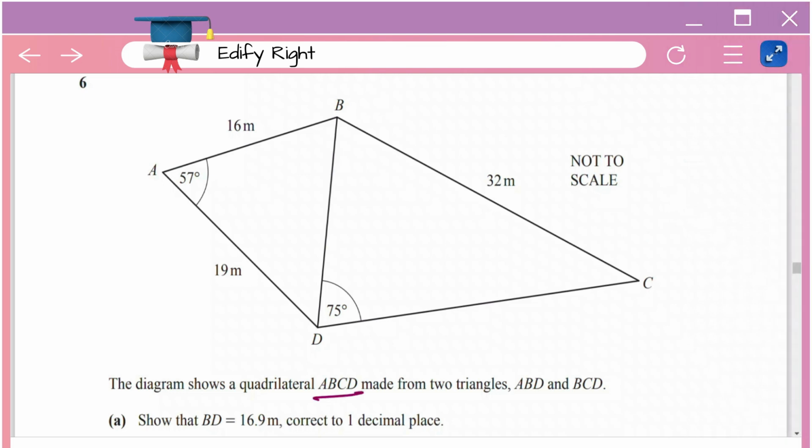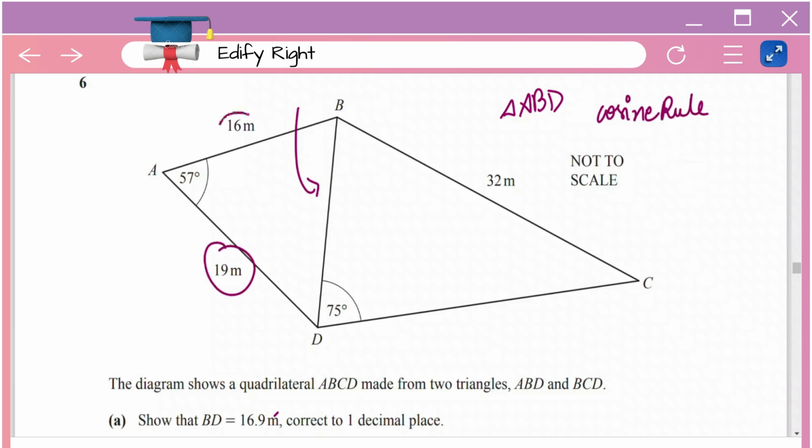The diagram shows a quadrilateral ABCD made from two triangles ABD and BCD, and the first question is, show that BD is equal to 16.9 meters, correct to 1 decimal place. So we are supposed to find the measure of this side over here. For this, let's consider triangle ABD, and we're going to use the cosine rule. Why the cosine rule? Because we already have two sides in this triangle and the angle between these two sides. So we can use the cosine rule to figure out what BD is.